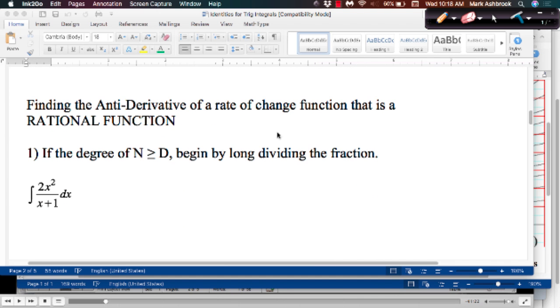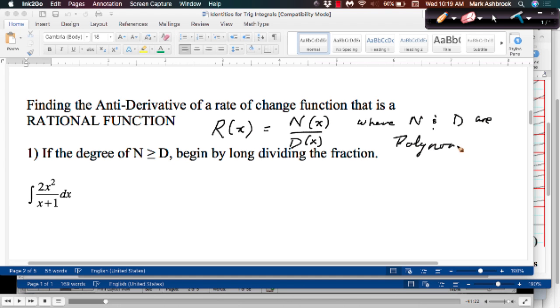Find the antiderivative if the rate of change function is a rational function. What's that? A rational function has the form capital R for rational function. A rational function is this, where n and d are polynomials. So when you put one polynomial divided by another, you get what's called a rational function.